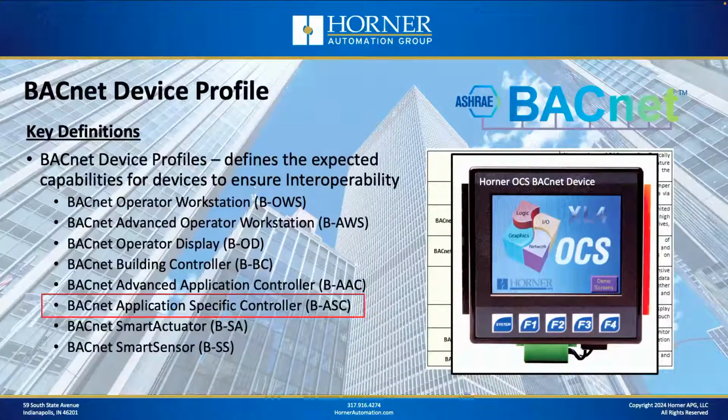Next, let's talk about something called a BACnet device profile. What's that? Well, that defines the expected capabilities for devices that are similar to each other to ensure interoperability. So effectively, they've defined what we have on the screen. There are 8 different device profiles, listed from most complex down to most simple, if you will. The one I've highlighted there is called an application-specific controller. That's the type of device that the Horner OCS is when it's included on your machine and your machine is talking over BACnet.